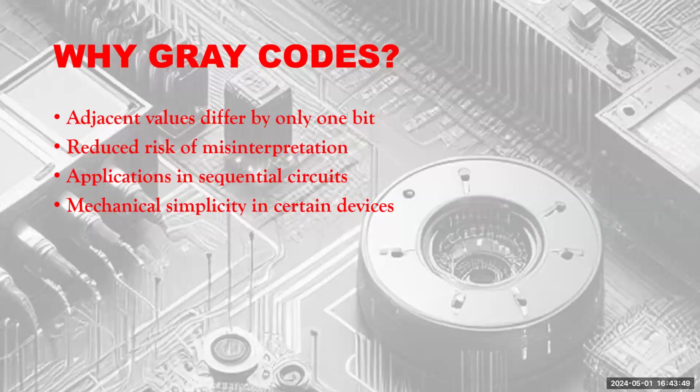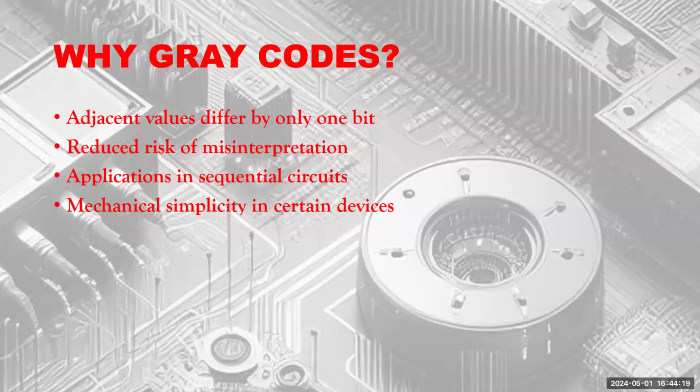Another reason why gray codes are used is the reduced risk of misinterpretation. Because of the only one bit change at a time, misinterpretation of digital signals is reduced. This property is beneficial in systems where noise or any interference can corrupt the signal, because it decreases the likelihood of misreading due to a bit of noise.